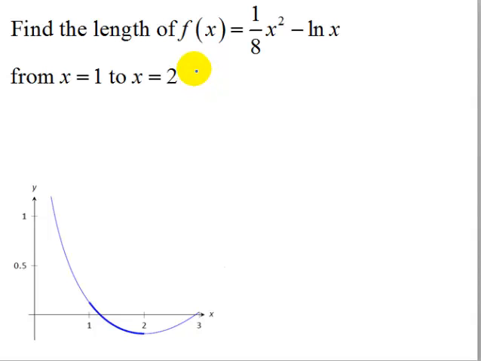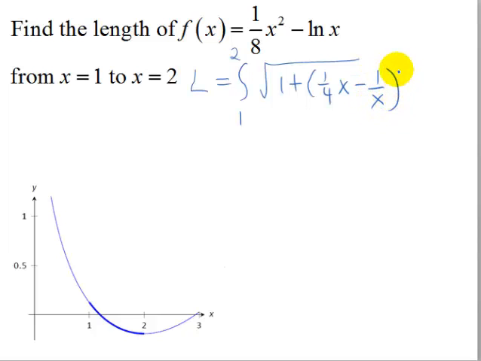So we know that the length of a curve is going to be the integral from 1 to 2 of the square root of 1 plus, we need the derivative of this function squared. So the derivative here, 2 out in front, that'll make that 1/4 x, decrease the power by 1, we'll just leave it x, minus the derivative of the natural log of x, which is 1 over x. We need that squared, and then dx. So if we can evaluate this integral, we will have the length of that curve between 1 and 2.